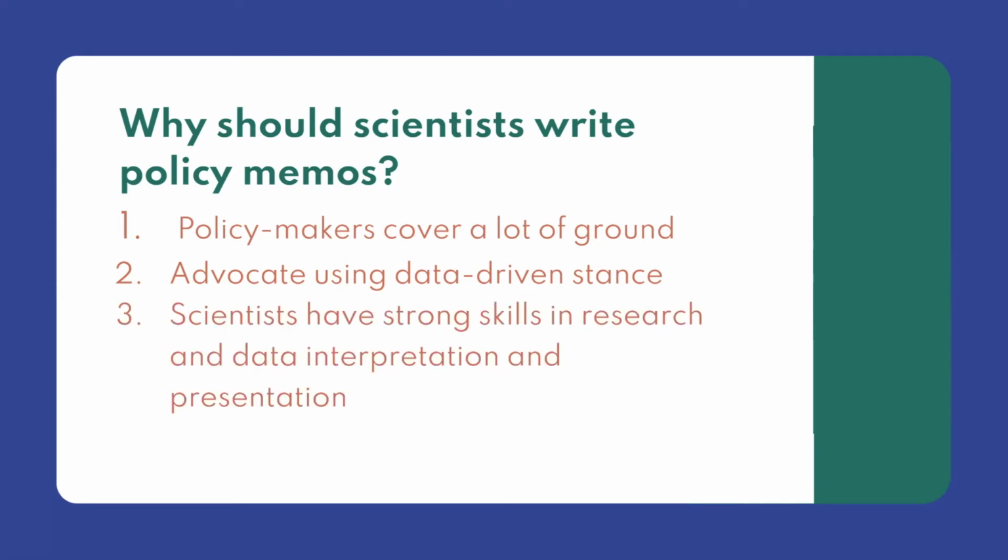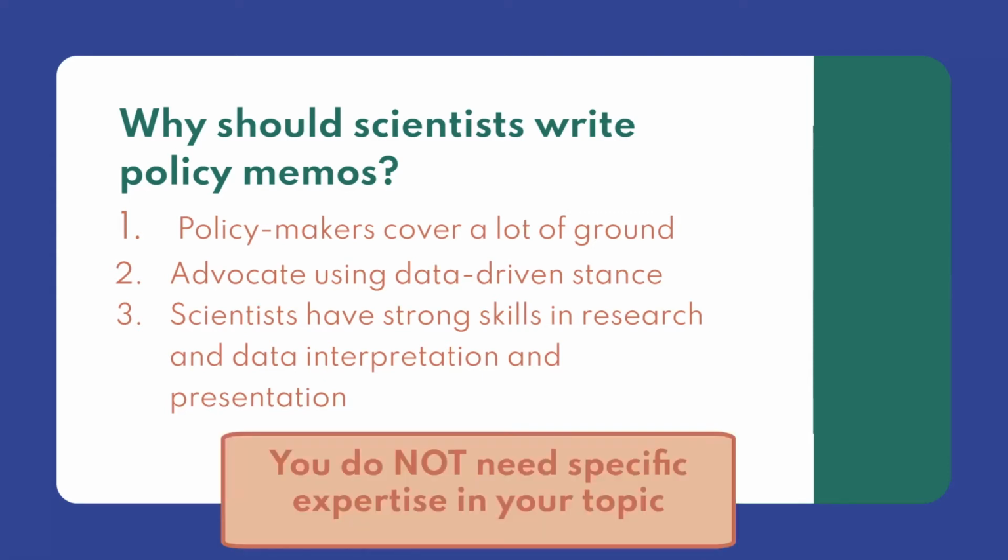Another really big point that I want to make is that you all as scientists have very strong skills in research and looking at data, interpreting it, and then presenting it in really good ways. This is your strongest attribute and you need to use it. What that means when writing a policy memo is that you do not need specific expertise in the topic you're writing about. Your expertise is your ability to research and your ability to present data. So you can use that on any number of topics that you're interested in outside of what you're necessarily doing in lab or in class.